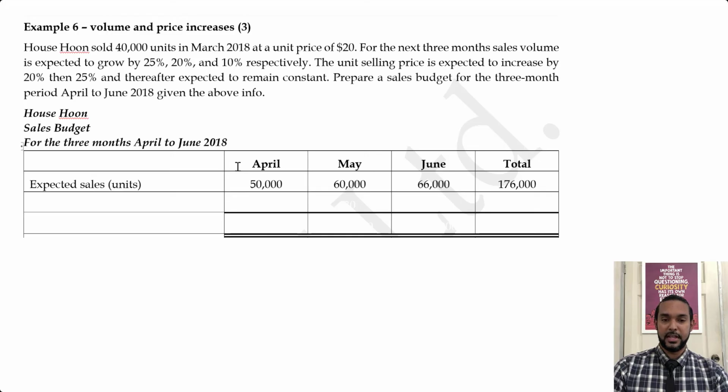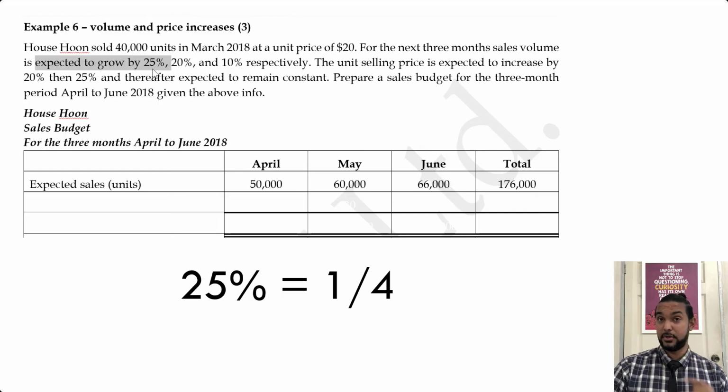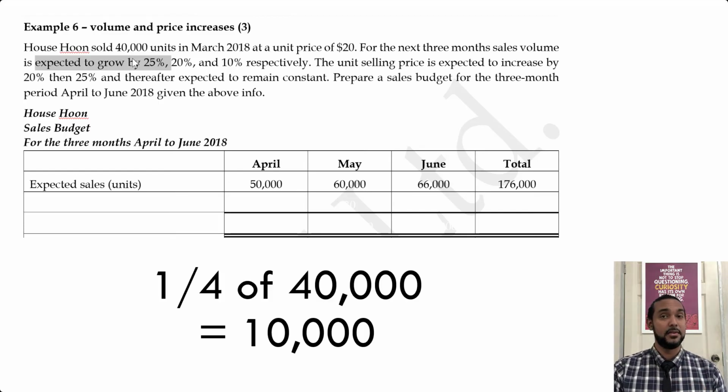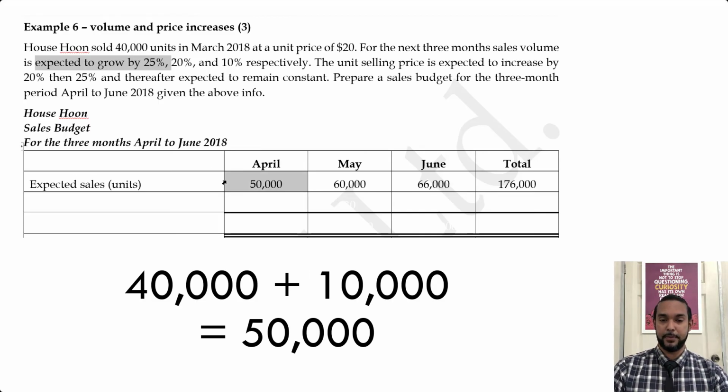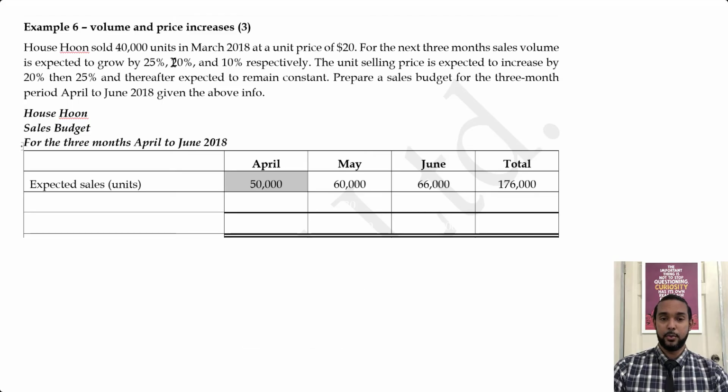Right, so in April, we have 50,000. How did we get 50,000? We sold 40,000 in March, and we were expecting to grow sales by 25% from March to April. 25% is a quarter. A quarter of 40 is 10. 40 and 10 will give us 50. Now from April to May, we're expecting to increase sales volume by 20%.